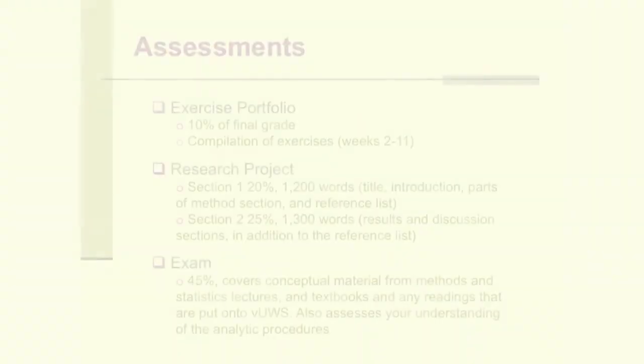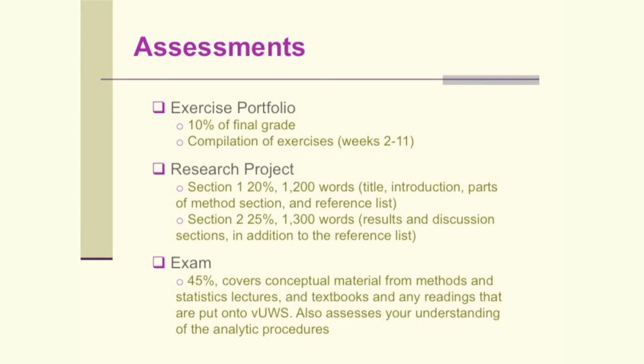In regards to assessments, there are essentially three broad areas of assessment. The first is the research project that you're going to be doing. That research project is going to be handed in in two sections, in two different time periods. Those two time periods are outlined very specifically in your learning guide. Section 1 is 1,200 words and will generate 20% of your overall assessment mark. Section 2 of that research project is worth 25%, and that's 1,300 words.